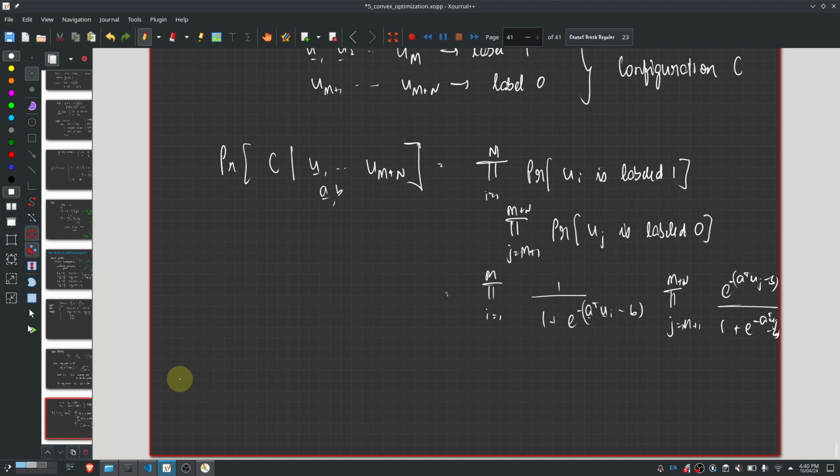So given that you observed u1 through um plus n and the corresponding labelings, what would be the best choice of a and b? Yep. And why are you maximizing this? What is the principle?